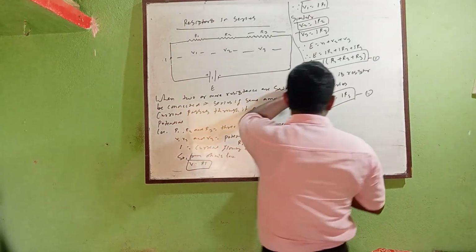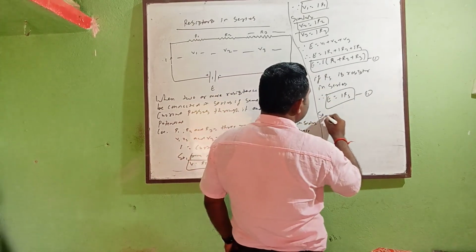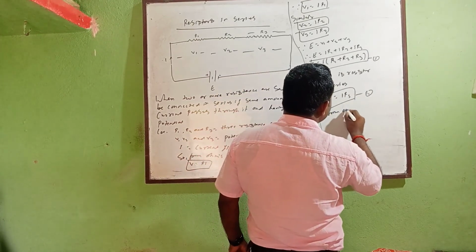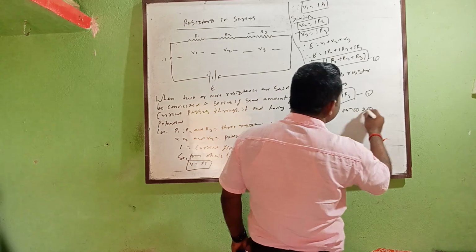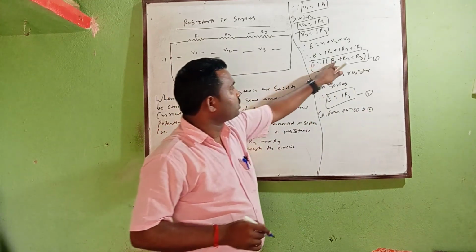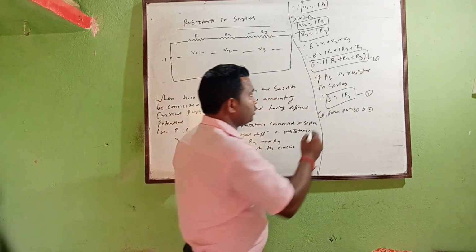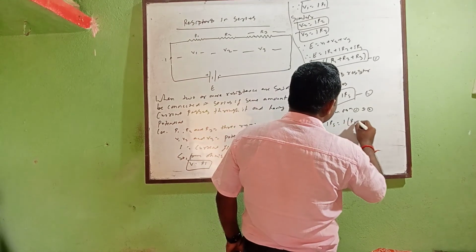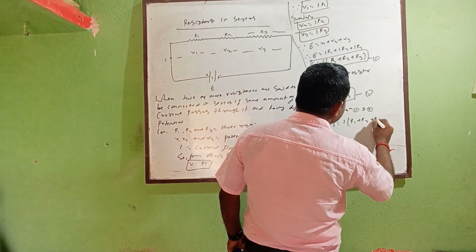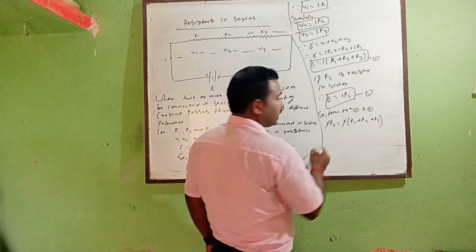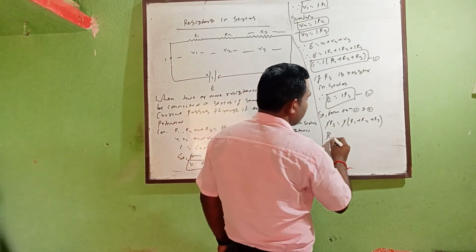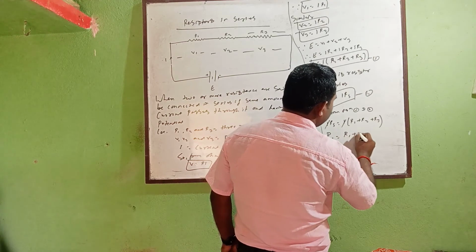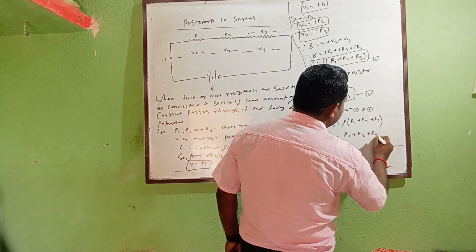Now you see equation 1 and 2. So from equation 1 and 2, E equal to something and here is equal to something. So IRs equal to I into R1 plus R2 plus R3. I and I will cancel out. Finally, you have Rs equal to R1 plus R2 plus R3.